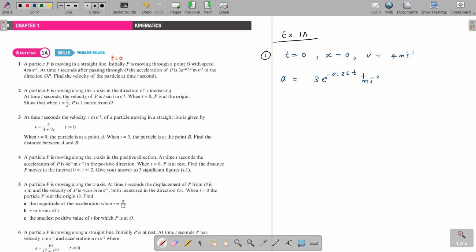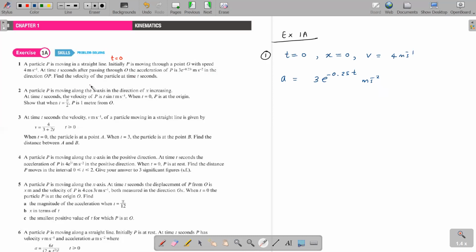Do you see something about this acceleration? You can clearly see your acceleration is a function of time. They say at time t seconds after passing through O, the acceleration of P is 3e to the power minus 0.25 t meter per second square in the direction OP. In the direction OP means what? O is the origin and P means you're going away from the origin.